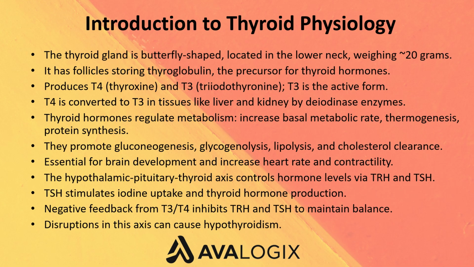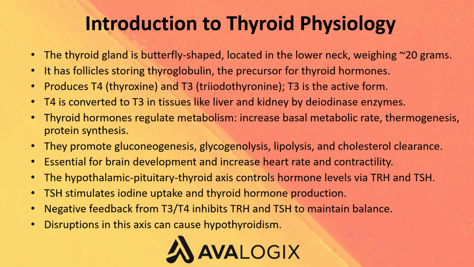To understand hypothyroidism, we must first understand how the thyroid gland normally works. The thyroid is a butterfly-shaped gland located in the lower anterior neck, weighing approximately 20 grams in adults. It consists of follicles lined by epithelial cells filled with colloid, where the precursor thyroglobulin protein is stored. Thyroid hormones T4, thyroxine, and T3, triiodothyronine, are synthesized here. Although T4 is produced in larger quantities, T3 is the more biologically active hormone. In peripheral tissues such as the liver and kidney, T4 is converted to T3 by deiodinase enzymes, allowing tight regulation of hormone activity.